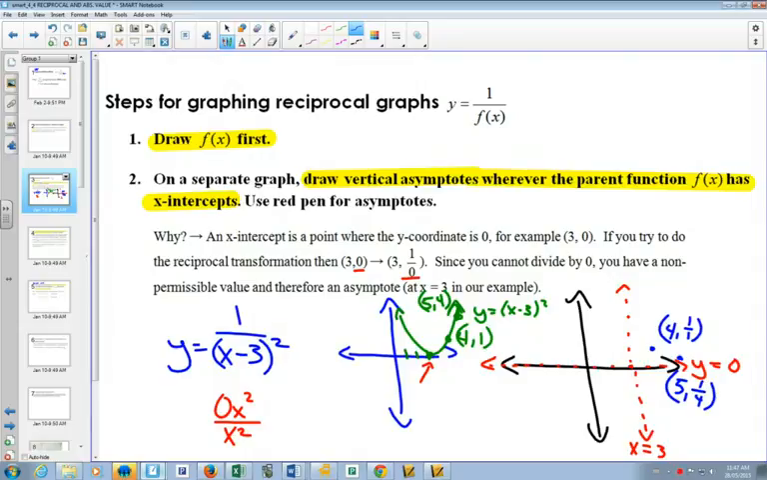So you could do some other points. You would get on this side (2, 1), (1, 1 over 4).